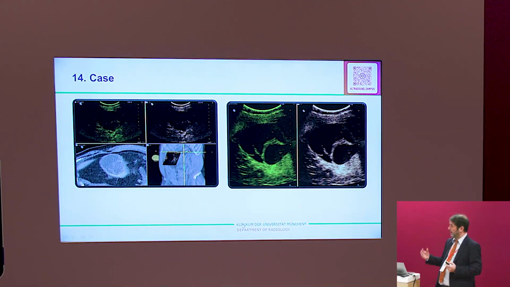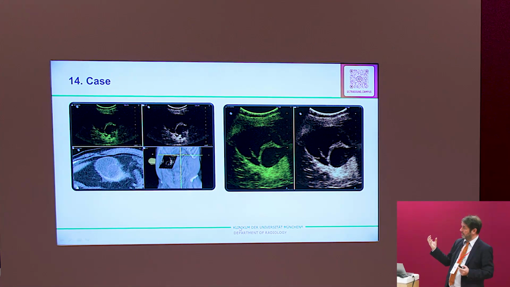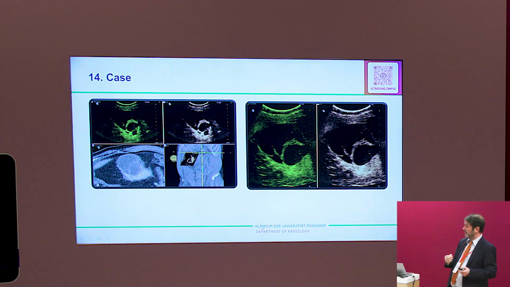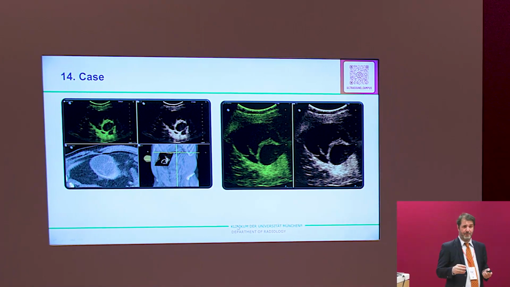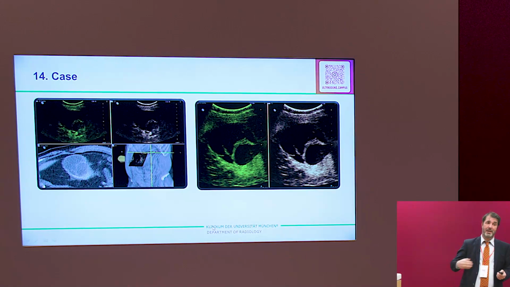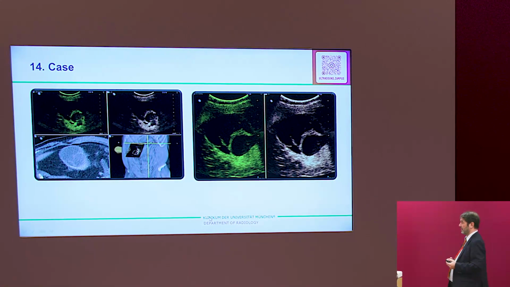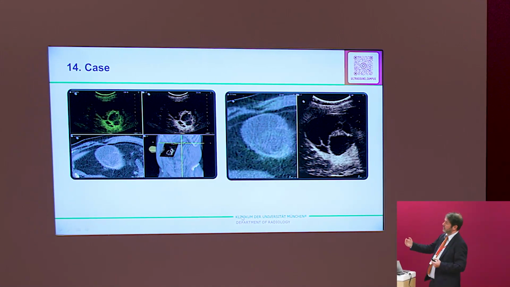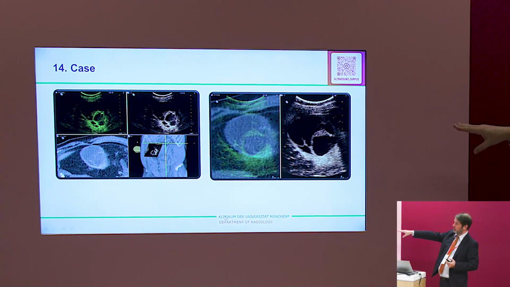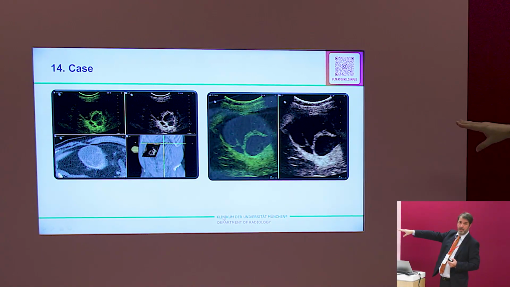And look, they have a strong uptake. Very thick and very strong. This will not fit with Bosniak 2F. This is Bosniak 3 already. So this patient has to go under surgery. And look how much more information you see and how much information you lose in CT.